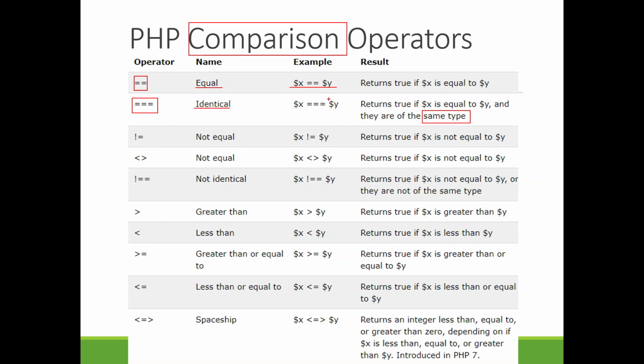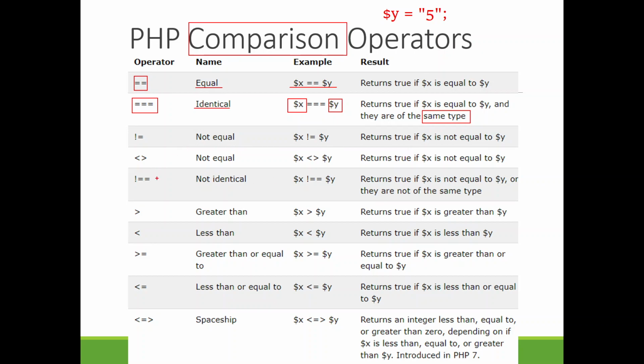You see, you can have 5 here and 5 here, but the 5 in y is a string. That means when you declared that variable, you did something like y equals "5". So the 5 in x is an integer, but the 5 in y is a string. If that is the case, it's going to return false. Otherwise, if both of them are strings, it's going to return true. If both of them are integers, it's going to return true.